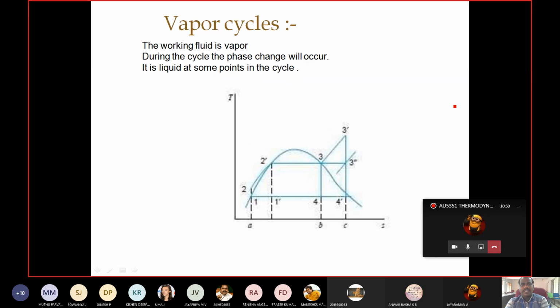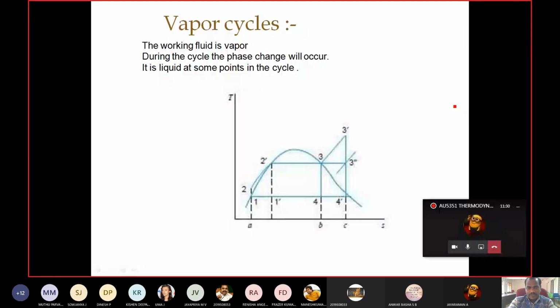But in the case of a vapor cycle, the working fluid is vapor. During the cycle, the phase change will occur. So here we are using vapor as the working medium. You know what vapor is. Vapor is the other form of water, right? So it is a liquid at some points in the cycle. If you use a vapor in your cycle, then in some cases there will be a liquid phase, right? So that is called a vapor cycle.